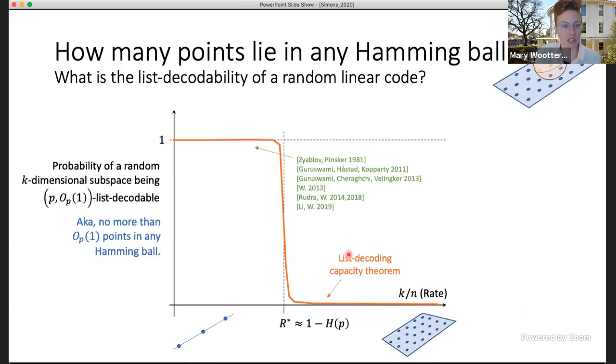Okay, how about the next question? How many points lie in any Hamming ball? This turns out to be a lot more tricky. There's still ongoing work on it. There's still things we don't know. But the basic cartoon looks roughly the same.